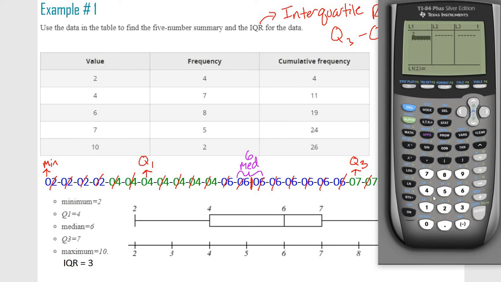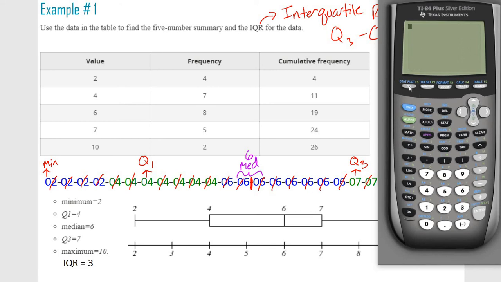So 2, 4, 6, 7, 10. Then we're going to put our frequency on the right hand side. So 4, 7, 8, 5, and 2. Then I'm going to quit this.